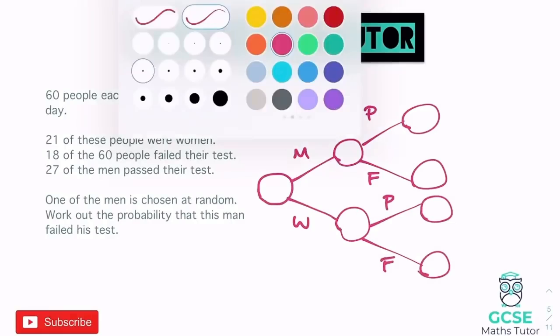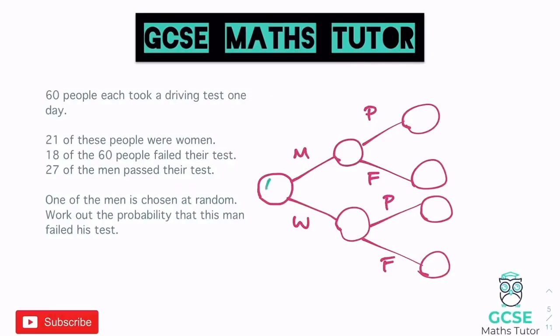So if we go about filling in the information we've got, then we've got 60 people took a driving test, so 60 at the start, 21 were women, so 21 down here. 18 of the 60 people failed their test. So we've got these two here in failed, and that has to add up to 18. We don't know whether it's men or women yet, but 18 failed. Then it says 27 of the men passed their test. So up the men, 27 passed. There we go, that's that one. Right, okay, so that's all the information that we've got.